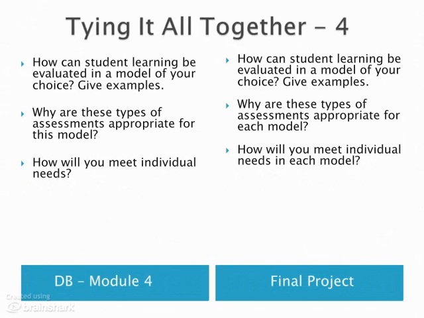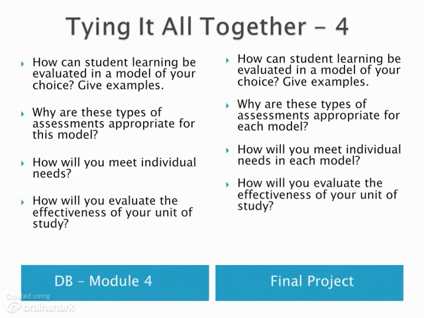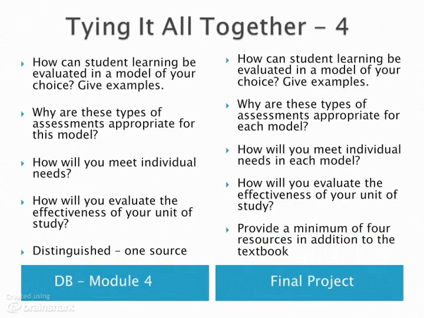The final question asks you how you will evaluate the effectiveness of your unit of study. In order to score distinguished on the content section of the discussion board, you will need to provide at least 1 source to support your opinion. This could also be a case of being able to incorporate this research as one of the 5 sources required for the project.